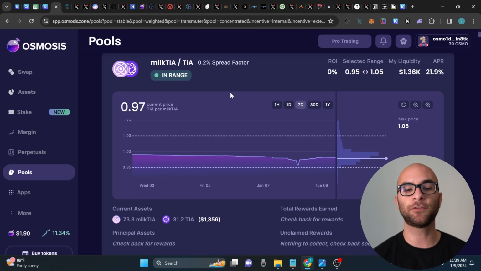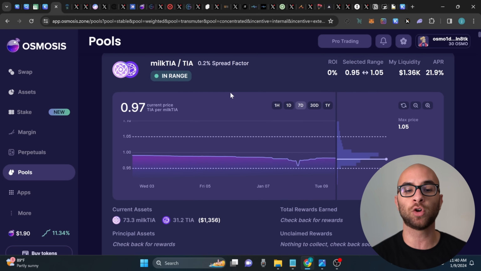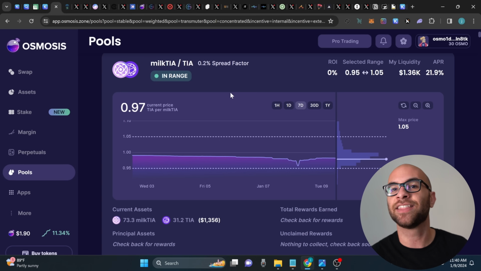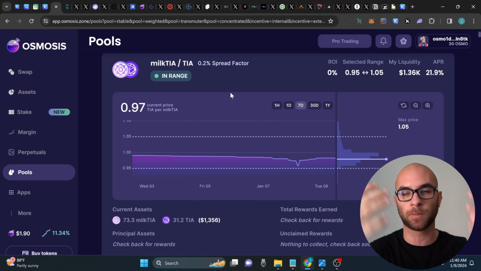On top of it, if you're pairing Milktia with TIA in this liquidity pool, you're also losing out on additional TIA that could have been staking because you need to provide this as liquidity. So this isn't one that I recommend for everyone, but you still get 14.5%. You know you're going to get an airdrop, and if it was anything like Jito on Solana, it ended up being a very lucrative airdrop.